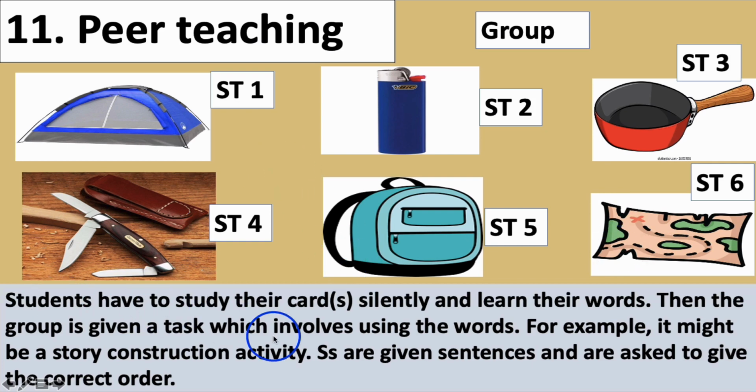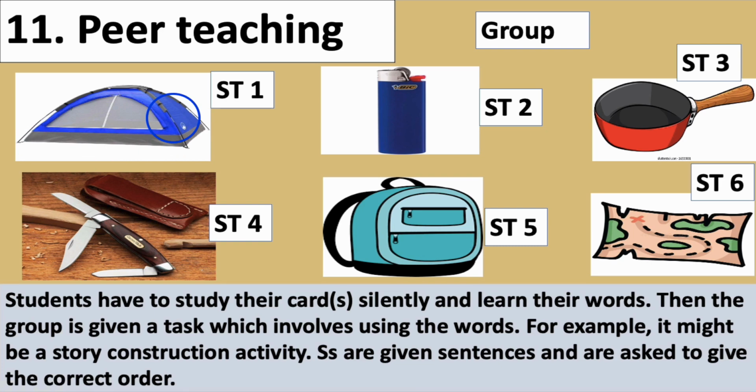For example, students have to study their cards silently and learn their words. Then the group is given a task which involves using the words. So we will give them a task in which they need to use all the words. So that is to say that the students need to teach each other about the words that they have. Okay, so here we will have peer teaching. For example, it may be a story construction, or maybe students are given sentences and are asked to give the correct order. So as you can see, in the beginning it is just one student with one word, but later on they have to teach each other about the words that each person has.